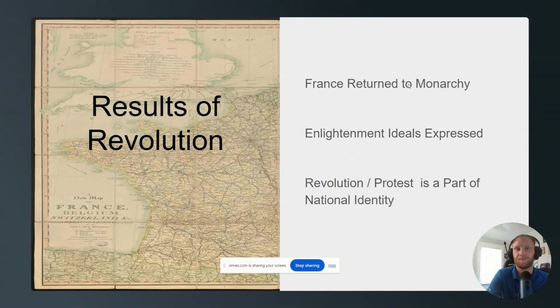Now the results of the French Revolution: it kind of ends on a weird note where Napoleon is ousted. He is sent to an island out in the middle of nowhere that we saw, and they have a constitutional monarchy, and they kind of go back to where they started, but not as intense. So that's a weird result. Eventually, they will have their own democracy, right?